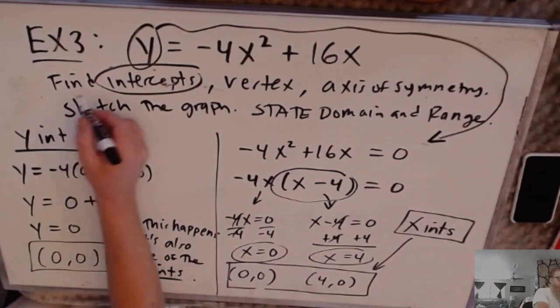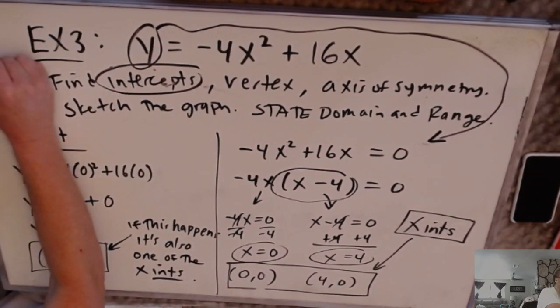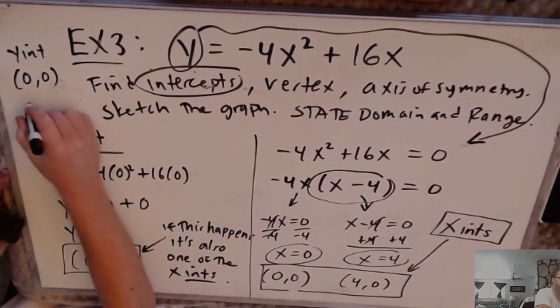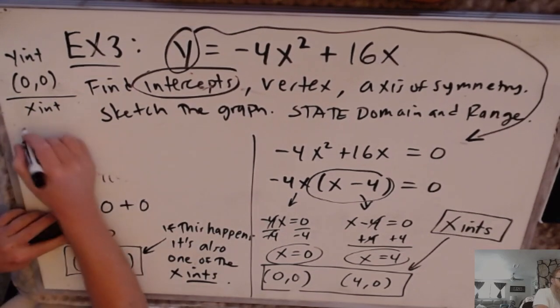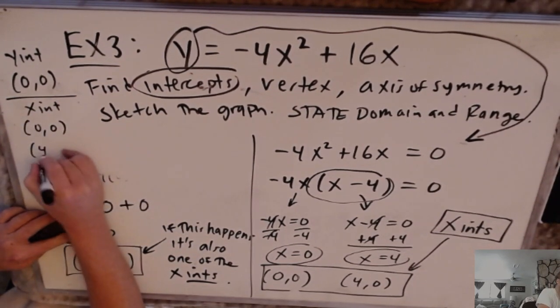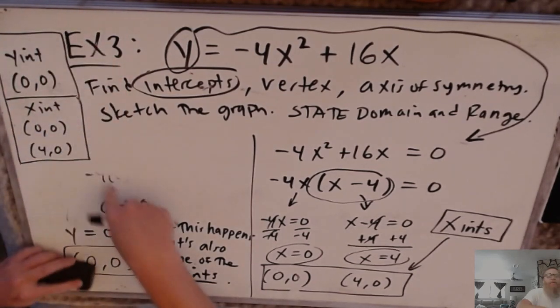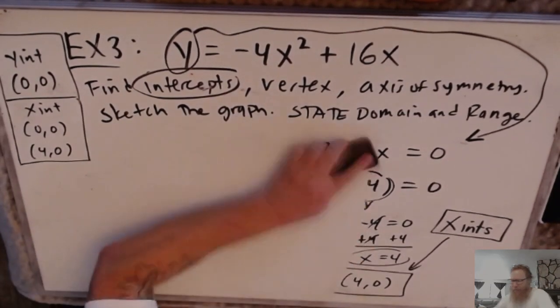All right, let's just document what I have. So I've got 0, 0 is a y-intercept. And 0, 0 and 4, 0 are my x-intercepts. So that's just documenting our work that we already did, and we can move on to something else now.